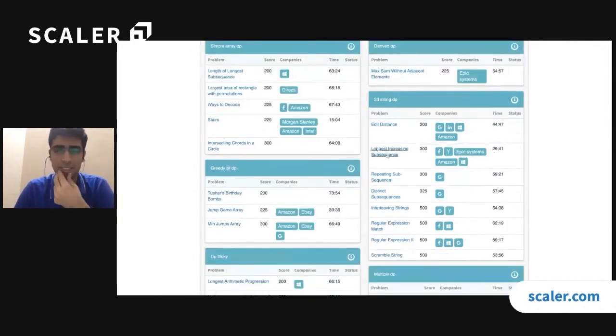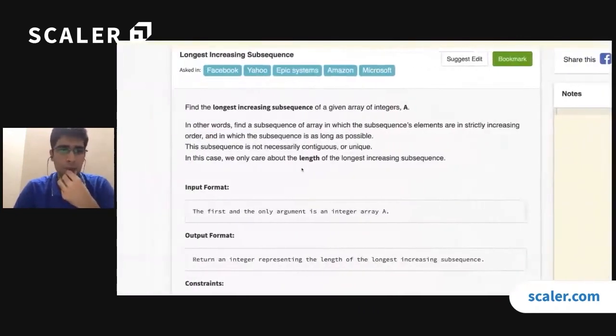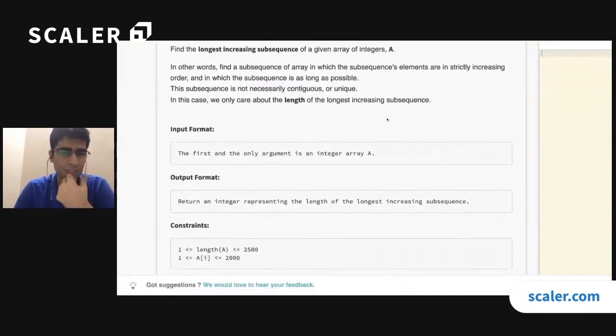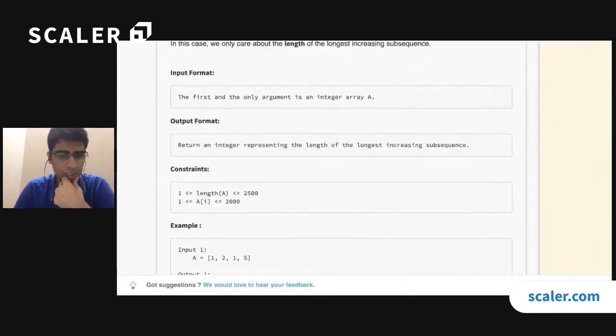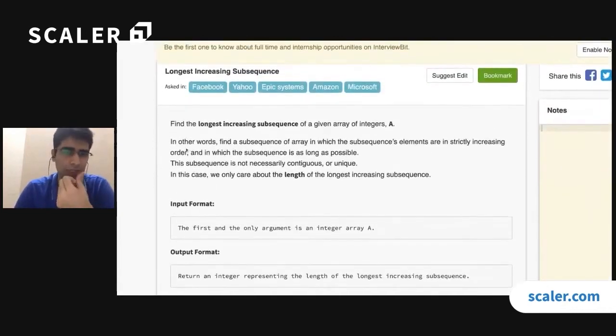So this is the longest increasing subsequence problem, and let us solve it. The problem says that we have to find the longest increasing subsequence of a given array of integers A. So basically we will be given an array of integers. The length of the array will be at most 2500 in the worst case. And we have to find a subsequence of the array in which the elements are in strictly increasing order.